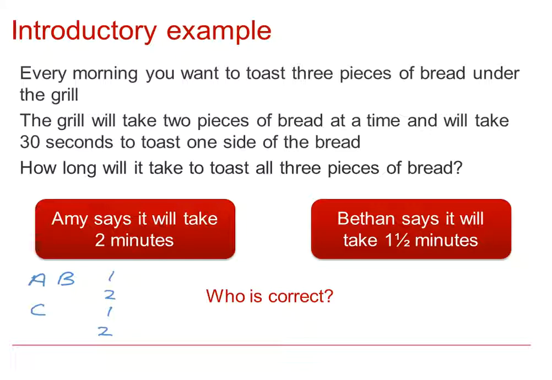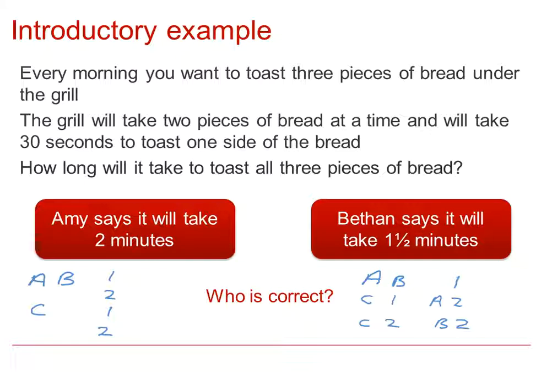Bethan has probably decided that she will do slices A and B on side 1 and then swap one of those slices for C. So C will be side 1 and, say, A side 2 at the same time, and then C side 2 and B side 2 at the same time, thus only needing 3 lots of 30 seconds for 1.5 minutes.